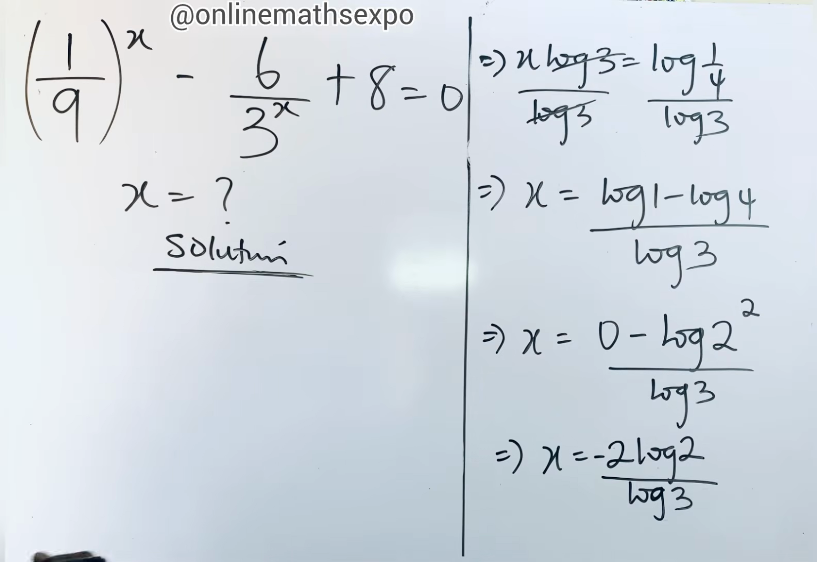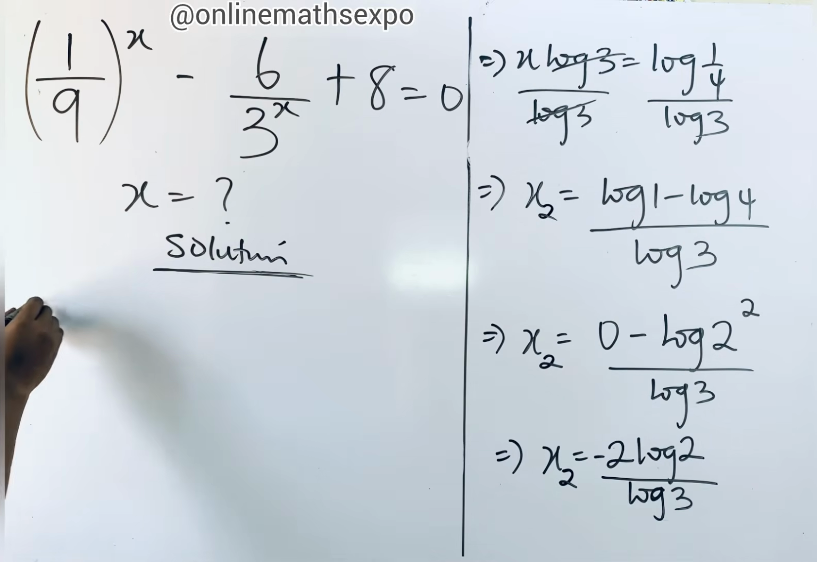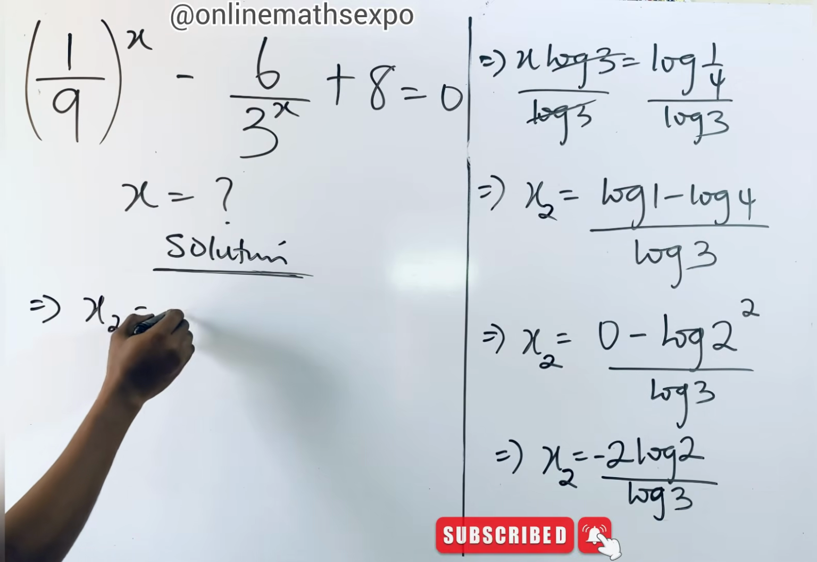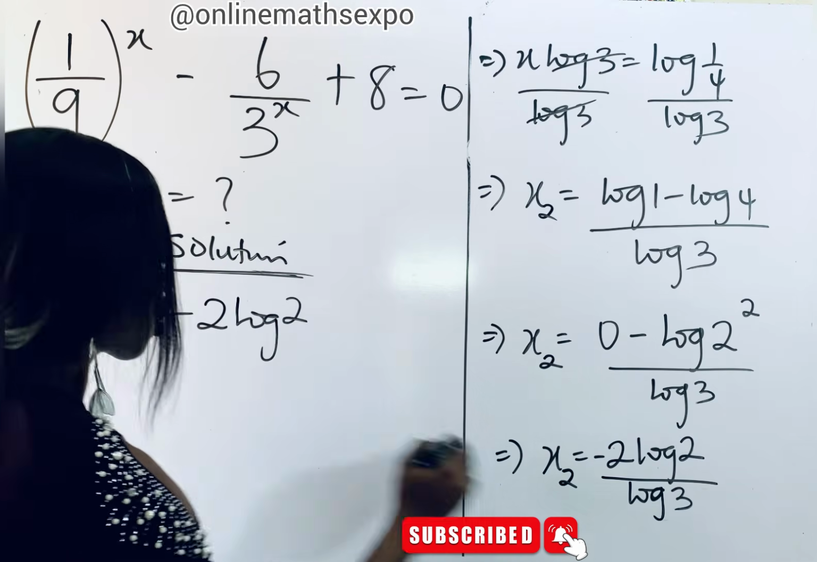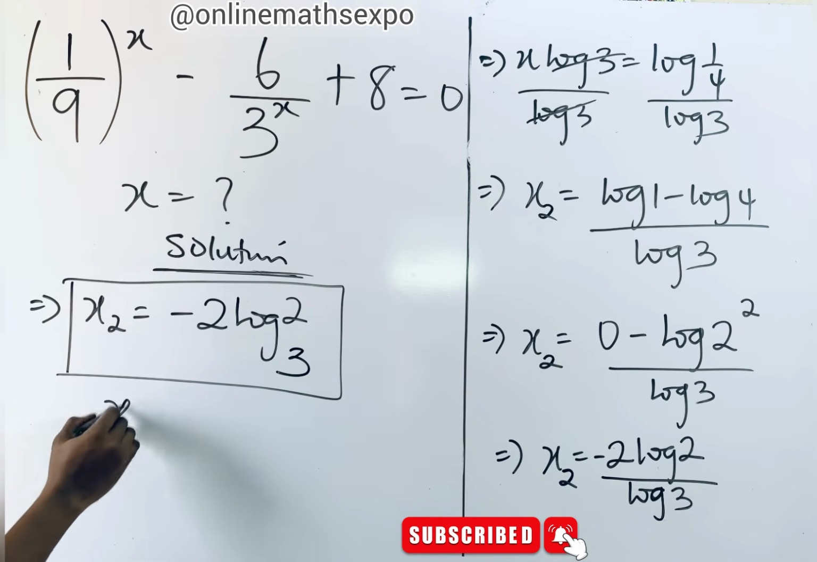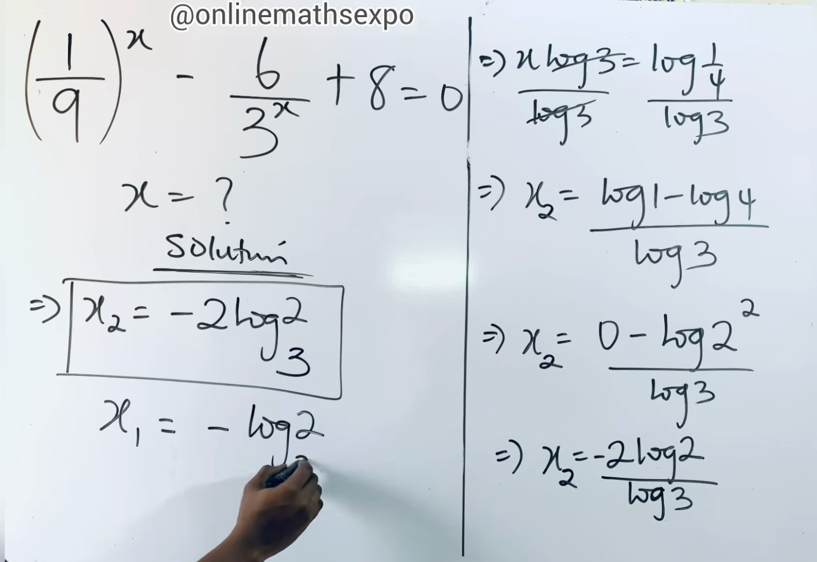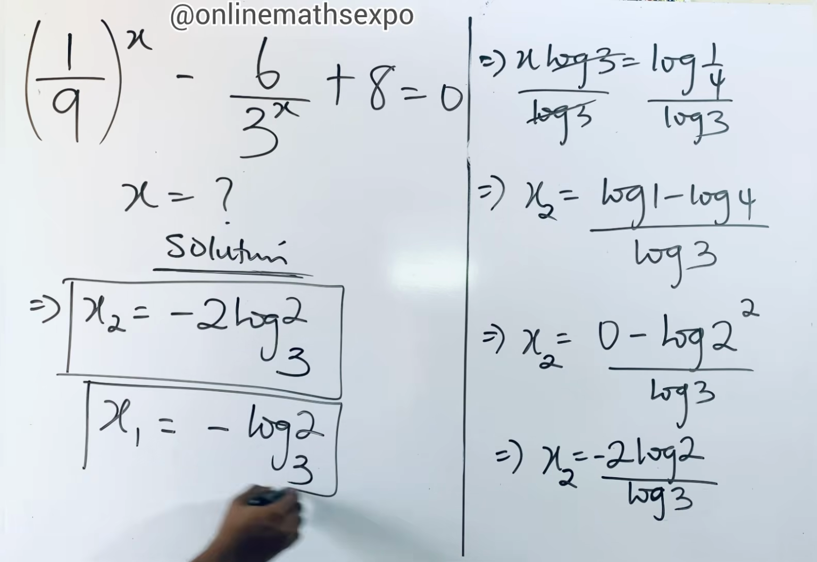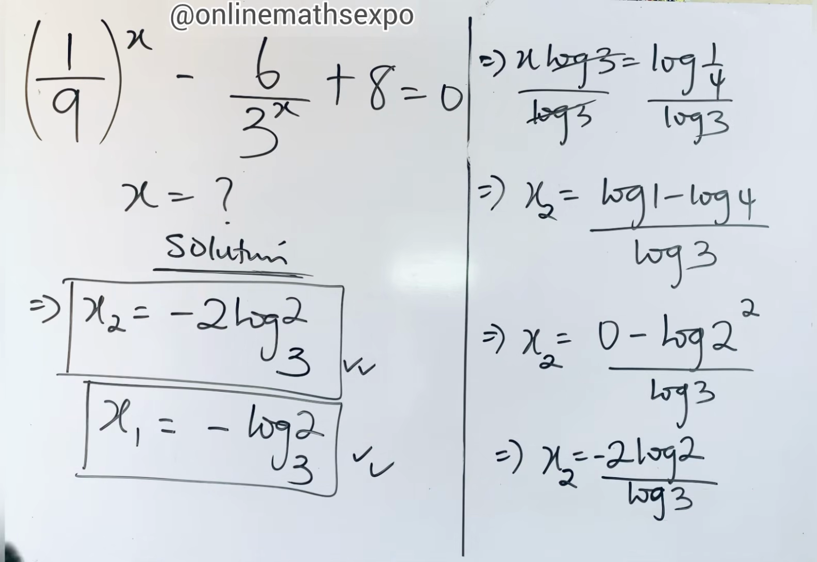So from here, remember this is the second value of x. The second value of x is negative 2 log 2, then 3 becomes the base. This is the second value, and remember the first value of x is negative log 2 base 3. So these are the two values of x, and I hope this really helps you.